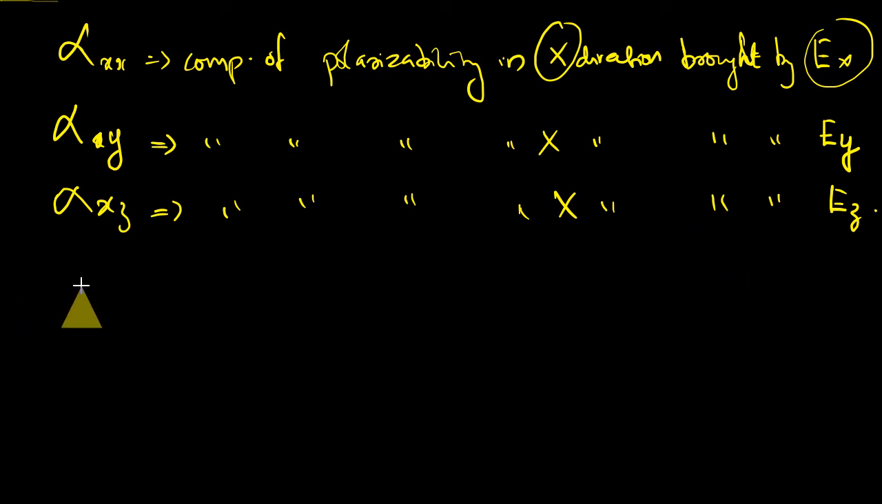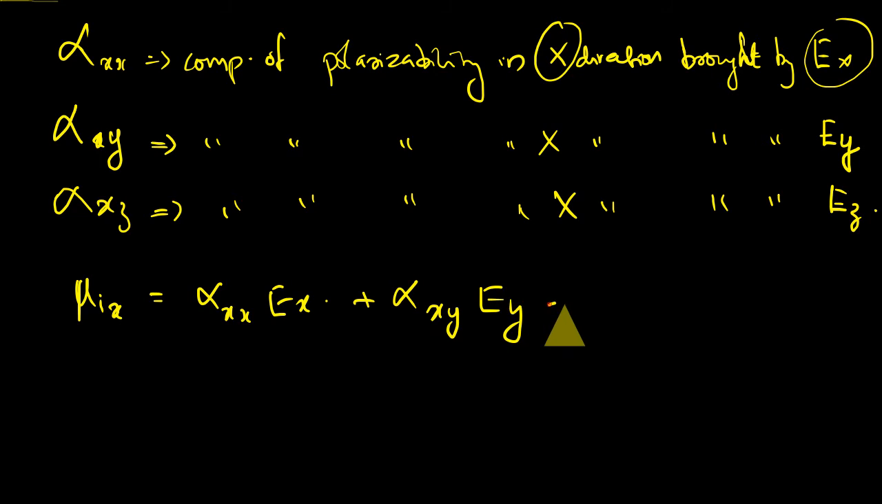So mu Ix, that is the component of the induced dipole moment in the x direction. It is decided by all these alpha xx, alpha xy and alpha xz. So you can write mu Ix is equal to alpha xx Ex, that is the component of polarizability in the x direction brought by Ex, multiplied by the electric field strength Ex in the x direction, plus alpha xy Ey plus alpha xz Ez.